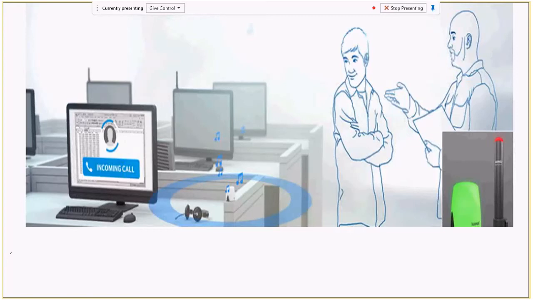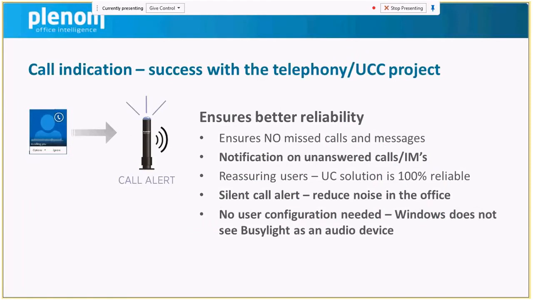And why is call indication such an important feature? Because basically, call indication can help IT succeed with the telephone and the UC project. When you have call alert, you will ensure that calls are not being missed and IMs are not being missed, and this makes the UC environment much more reliable.